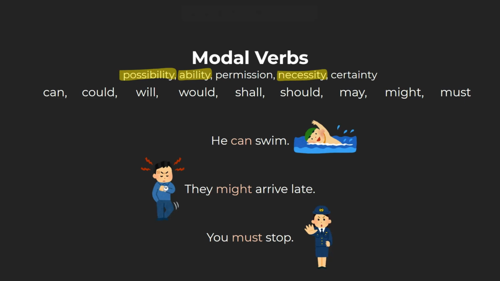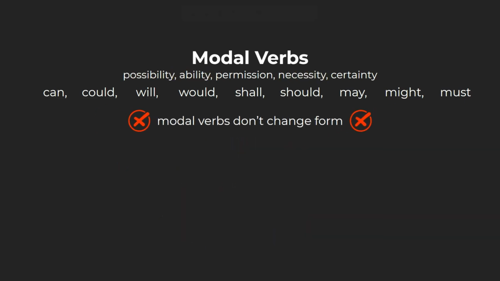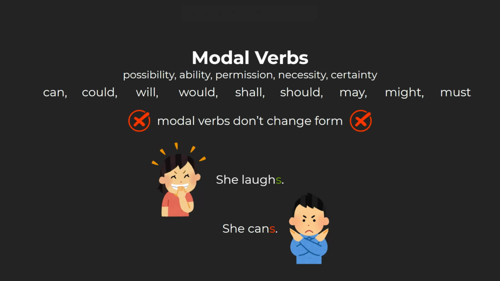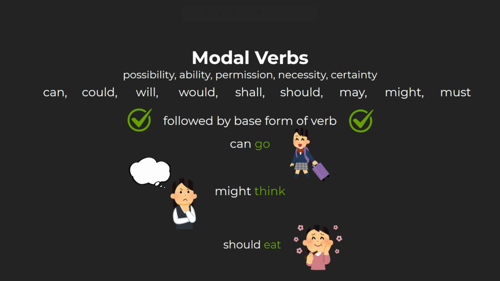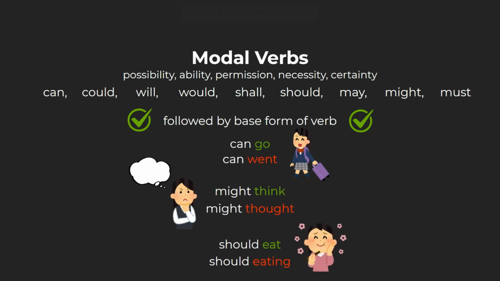One thing to note is that modal verbs don't change form. They stay the same no matter who the subject is. So although we'd say she laughs, we'd never say she cans. They're always just can, should, must, etc. Also, modal verbs are always followed by the base form of the verb, the plain, unconjugated version. So we'd say, for example, can go, might think, and should eat, not can went, might thought, or should eating.